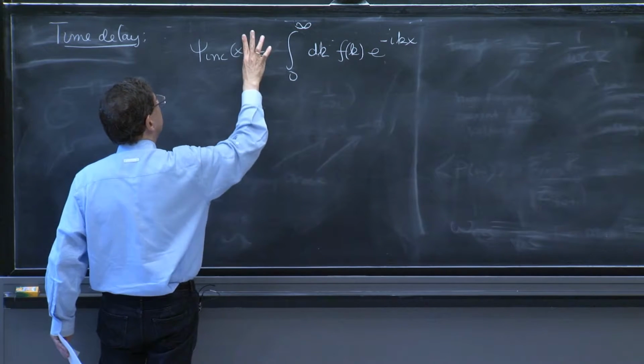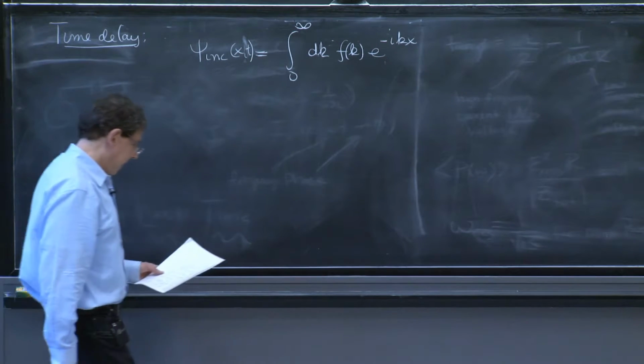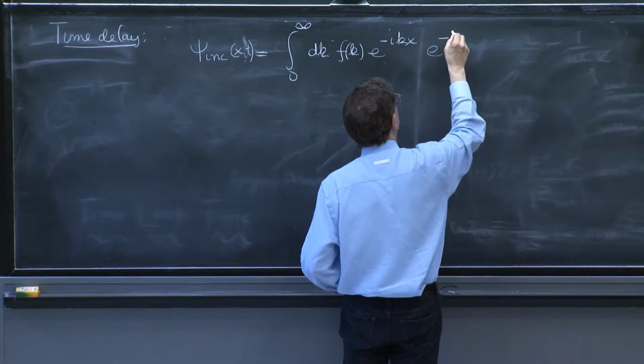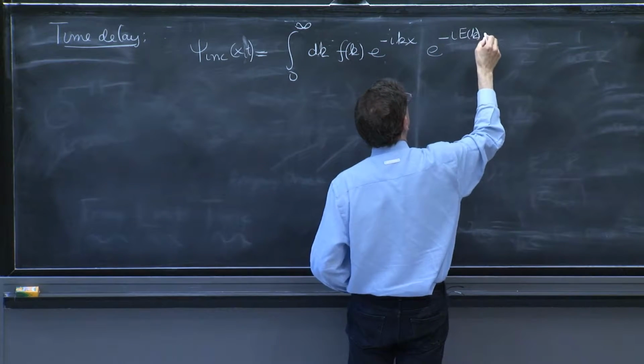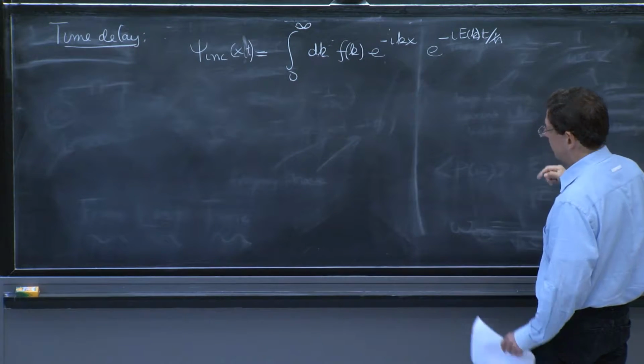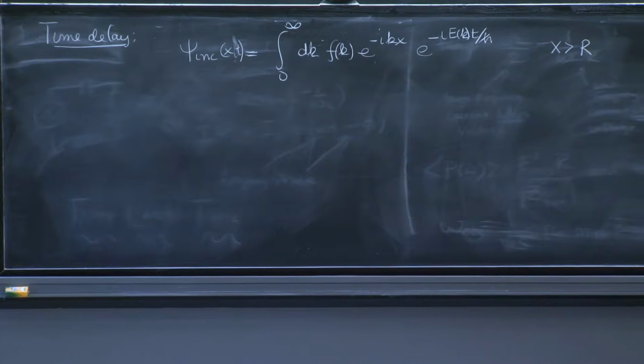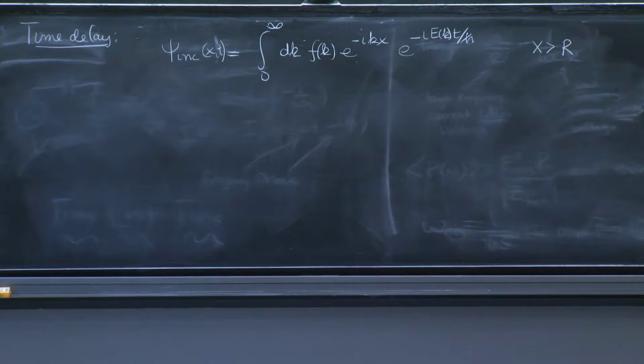I'll actually add the time dependence as well. So let's do phi of x and t. Then we would have e to the minus i E of k t over h bar. And this would be valid for x greater than R, again, as a solution of the Schrödinger equation. You see, it's a free wave. There's nothing extra from what you know from the de Broglie waves we studied a long time ago.